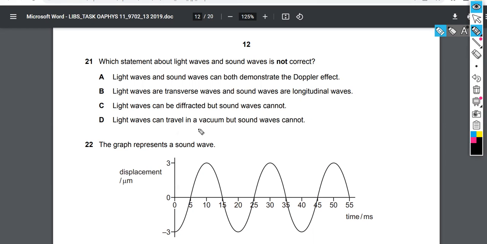Light waves can travel in a vacuum, but sound waves cannot. So sound waves, the longitudinal sound waves, need a medium to crash into. The light waves can go through the vacuum of empty space. C is the correct answer to question number 21.